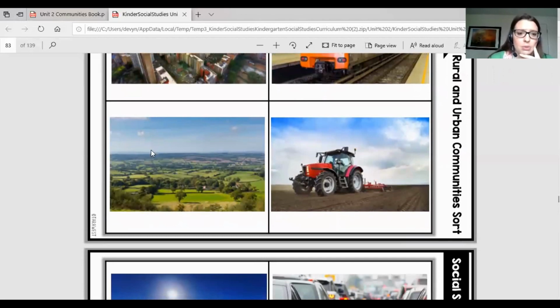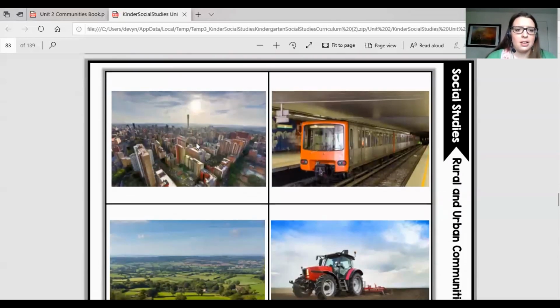What kind of community is this? That's right. This is a rural community, or kind of the country or like a farm. What about this guy? Look at how much space there is. Do you see how much green space there is? Look, I don't even know if I can see. I see 1, 2, maybe 3 houses in this rural community. In this urban community, there could be 1,000 people living in just this building right here.